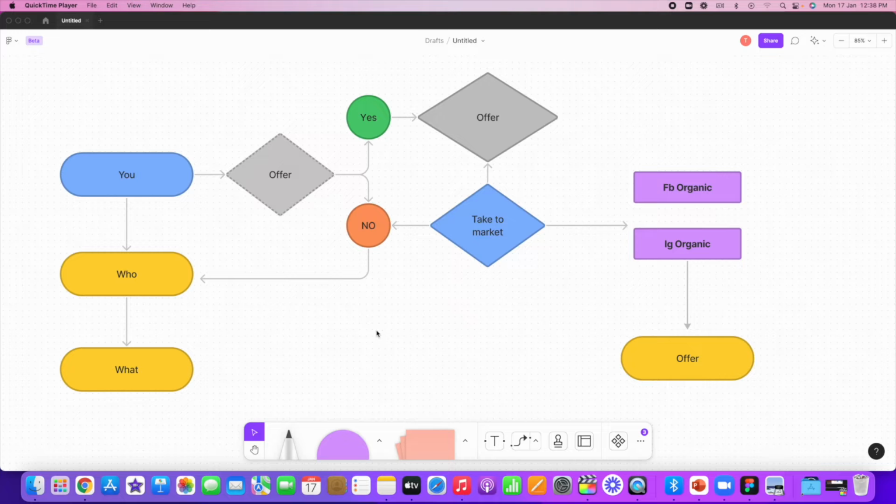Okay, so this is where we need to start. First thing is we need to make sure that we've identified our who and what: who it is that we help and what it is that we help them with. Too often I see people asking, what's the best option here? Should I be doing Facebook, Instagram, YouTube? Where am I supposed to get clients? And it's like, if you don't know who your client is, it doesn't really matter. In this instance, I've put here Facebook and Instagram, but it doesn't really matter at this stage.